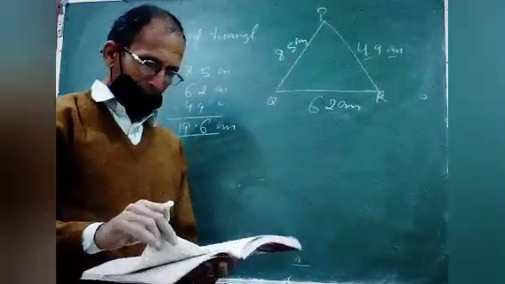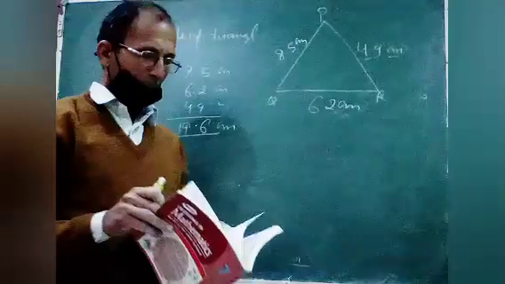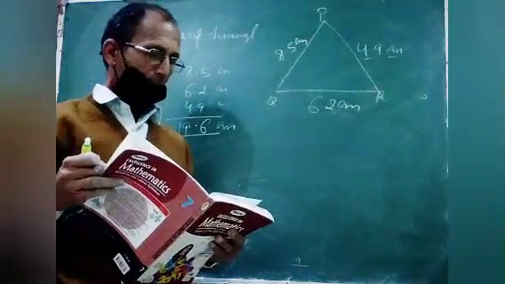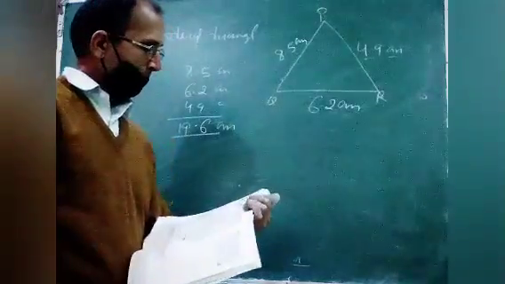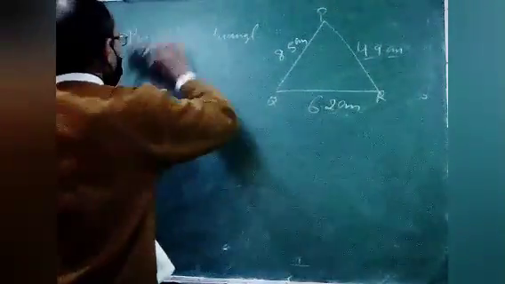So in this exercise only these things are given. So I hope you have understood and you can try yourself. Only perimeter is given. Now I am solving question number 5. Question number 5.